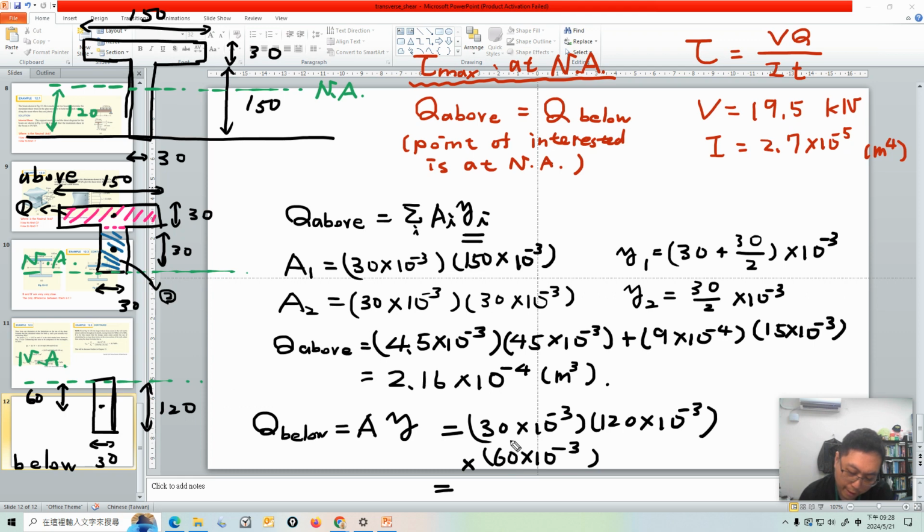Let me check my number. Okay, correct. You will see the final value is also 2.16 times 10 to the power minus 4 m3. That's what I want to demonstrate here.